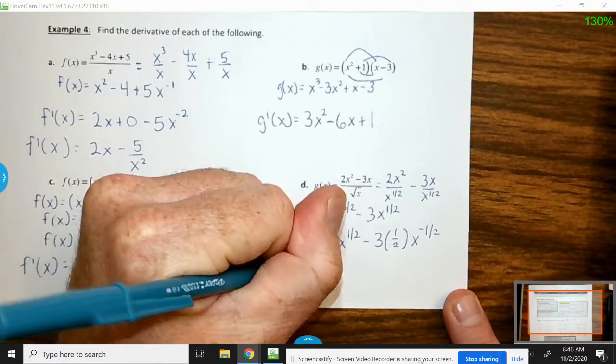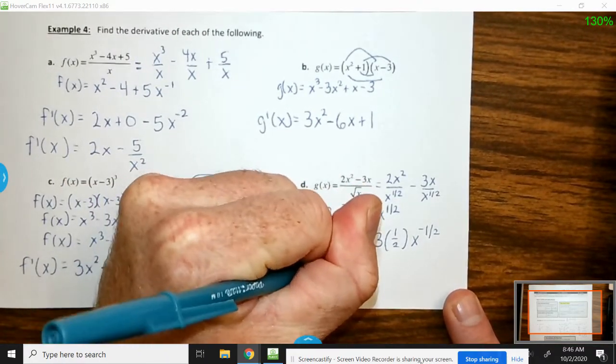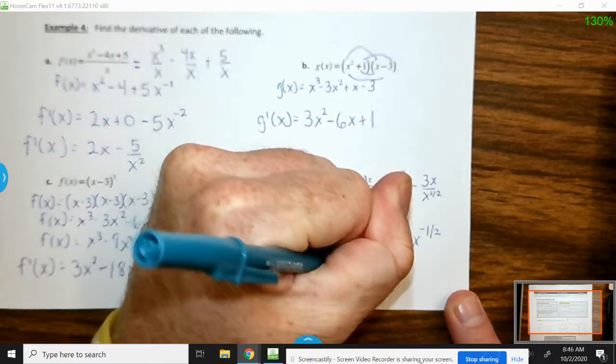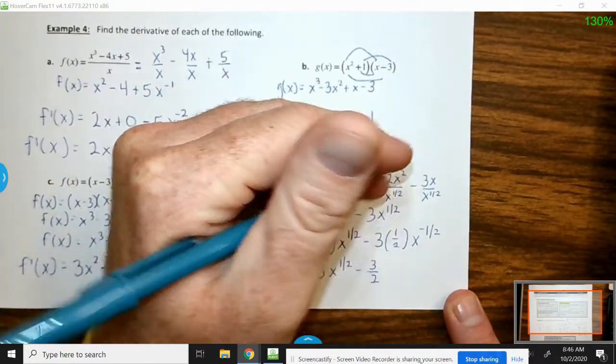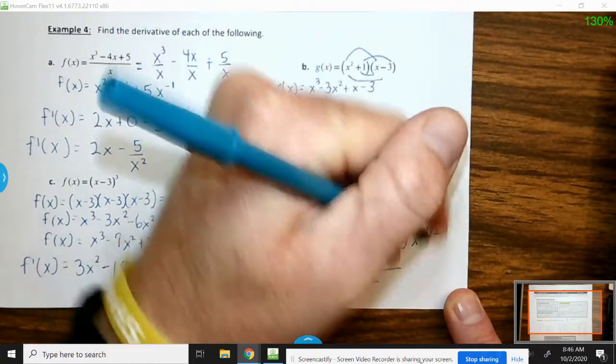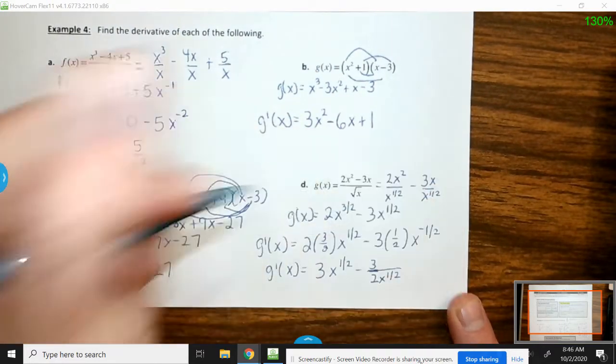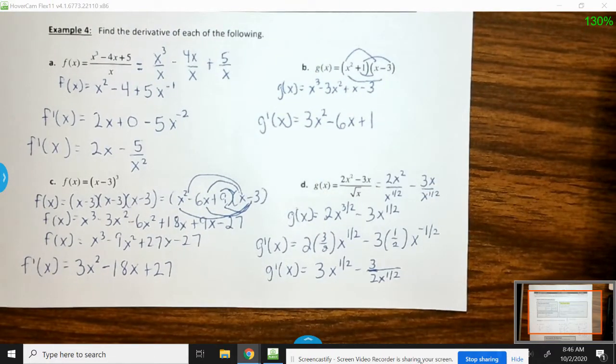2 times 3/2 is 3, x to the 1/2. Right? Negative 3 times 1/2 is negative 3/2. But what I'm going to do with that exponent is write it like this. So it's really 3x to the 1/2 minus 3 over 2x to the 1/2. And that would be your derivative.